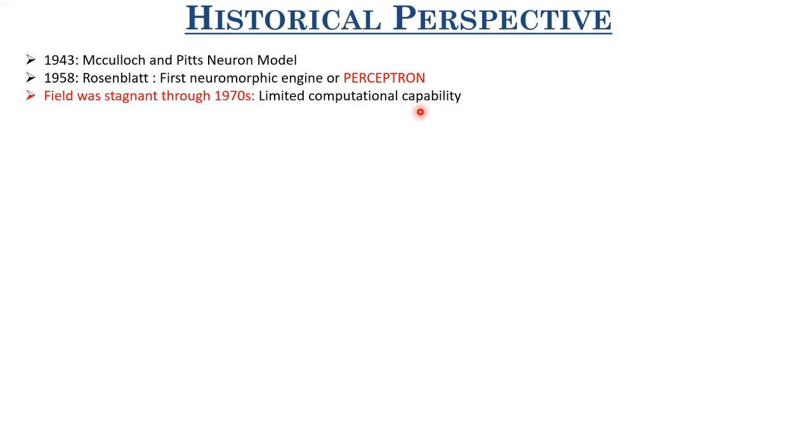Then this field was stagnant from the 1970s, and why so? Because the computational capability at that time was limited to process neural networks for any useful task. So in the 1970s, this field remained nearly stagnant. There was no significant development. However, in the 1980s, with the advent of parallel distributed processing systems and the backpropagation algorithm, many neural networks and many algorithms were invented, and they were used for multiple useful tasks.